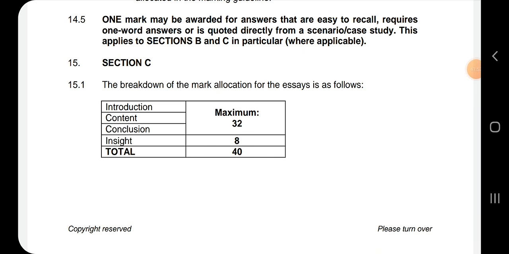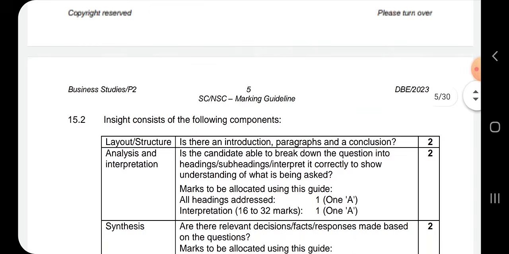Before we are done with section 4, before we start section C, let's look at this marking guideline. This is the breakdown of mark allocation for the essay. Introduction, content, conclusion: 32 marks. Insight will give in 8 marks. So the total will be 40.